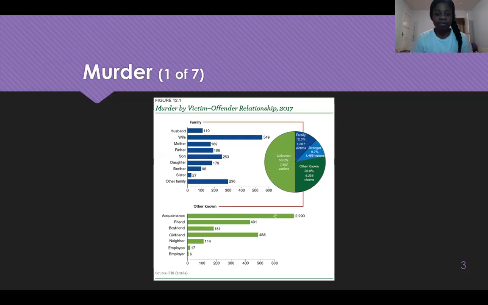This here is a figure from our corresponding chapter, chapter 12. This is figure 12.1, murder by victim and offender relationship in 2017. So I do want you guys to pause here briefly.